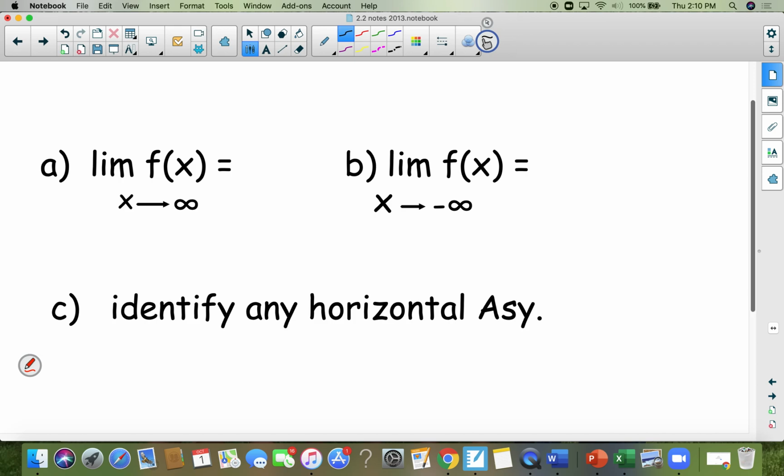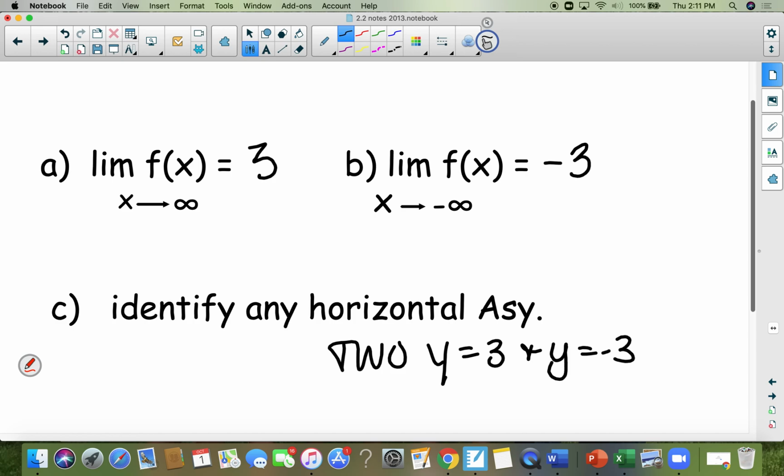So let's figure out the limit of f of x, which is that function down there. As x is getting bigger and bigger, your y value is getting closer and closer to what number? 3. Everybody see that it's 3? And as your x is getting smaller and smaller, your y value is getting closer and closer to negative 3. Identify any horizontal asymptotes. You have 2 of them, correct? You have one at y equals 3, and you have one at y equals negative 3. You can have 2 horizontal asymptotes, you can have one, or you can have none.